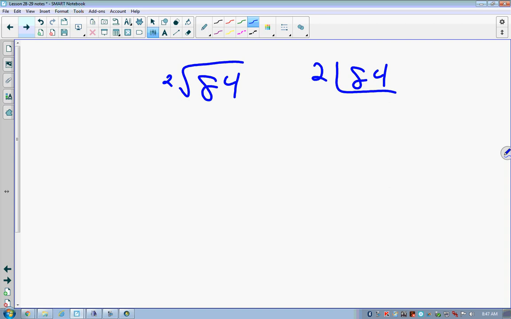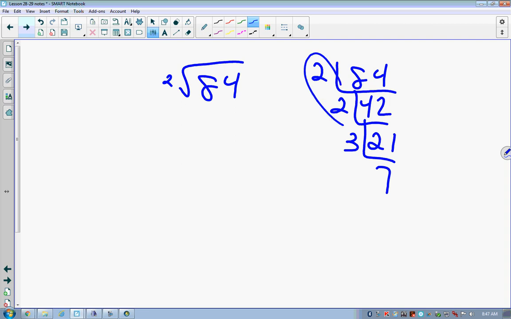2, right? 84 divided by 2 is going to be 42. 42, we can divide that by 2, and that would give us 21. All right, can we divide 21 by anything? 3, and 7. So we do have one set of 2, which means that's going to come out as 2 square root of 21. Oh, I'm sorry, not 27, but 21. Do we understand this? And we could work with different numbers and break it down into a lot of different things.